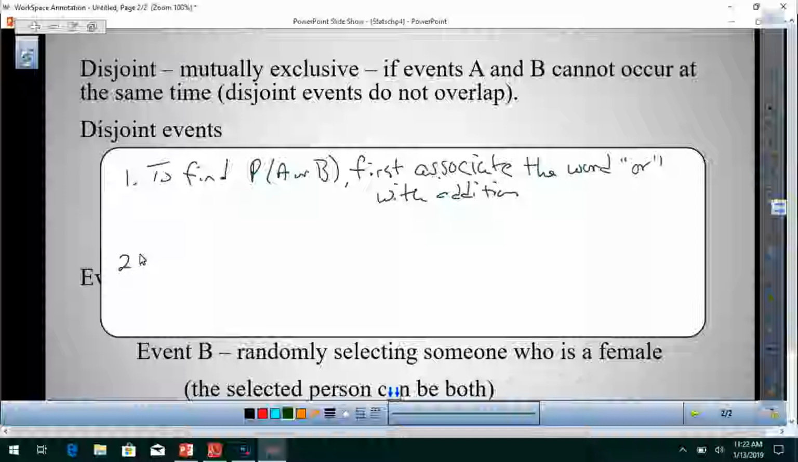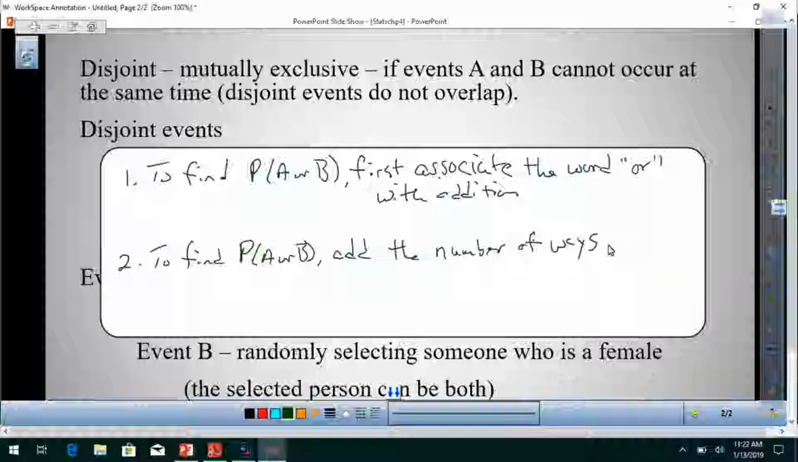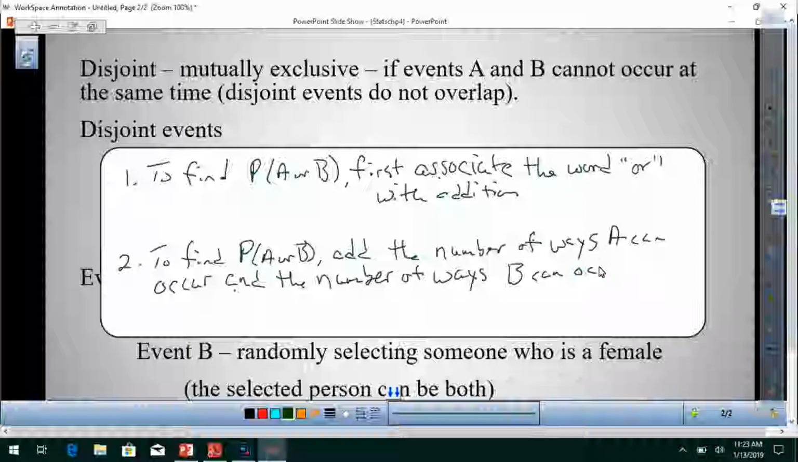Two, to find the value of the probability of A or B, add the number of ways A can occur and the number of ways B can occur. But be careful.